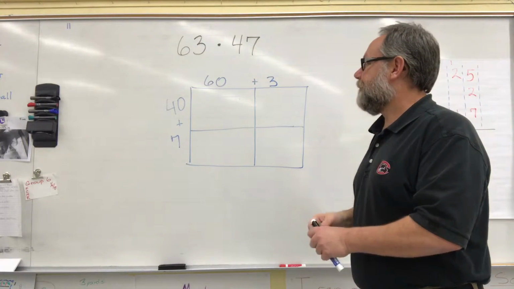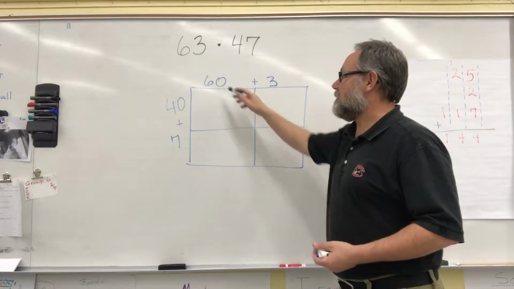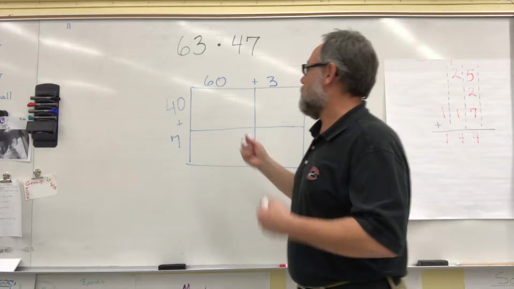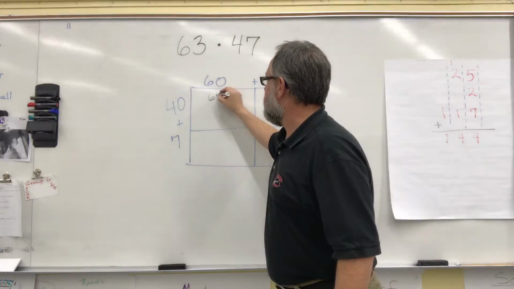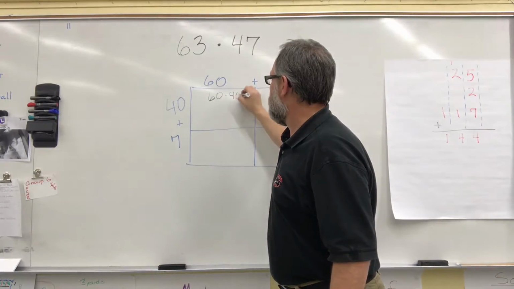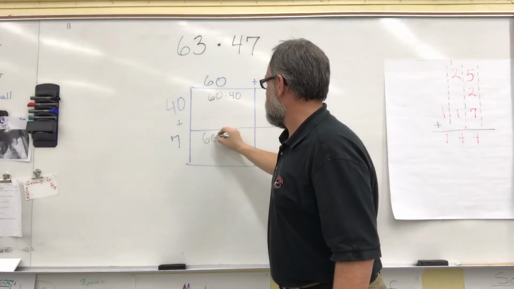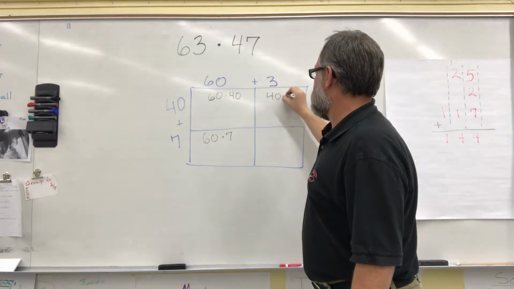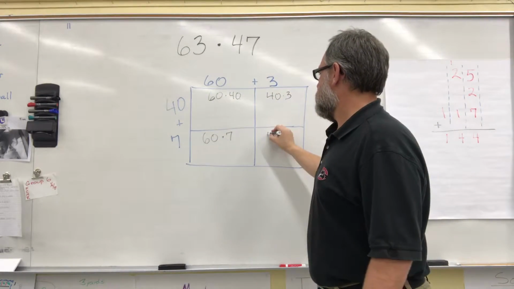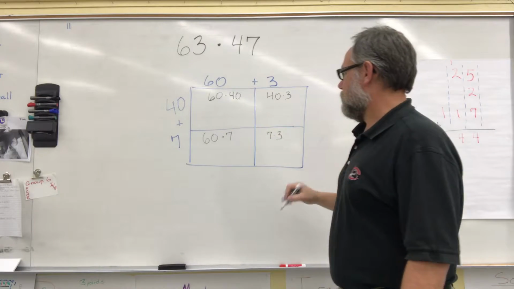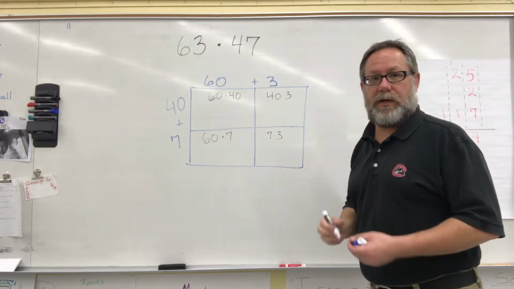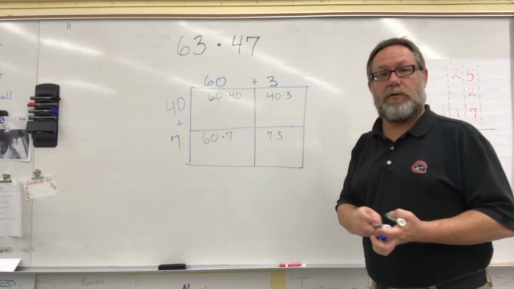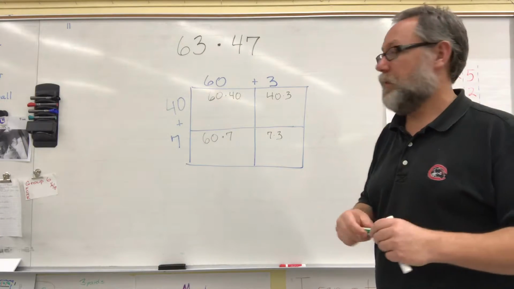And what we do is we take these numbers and we match them up. So that's 60 times 40 and 60 times 7. We have 40 times 3 and 7 times 3. All matching up across the grid. Then we do our simple arithmetic.